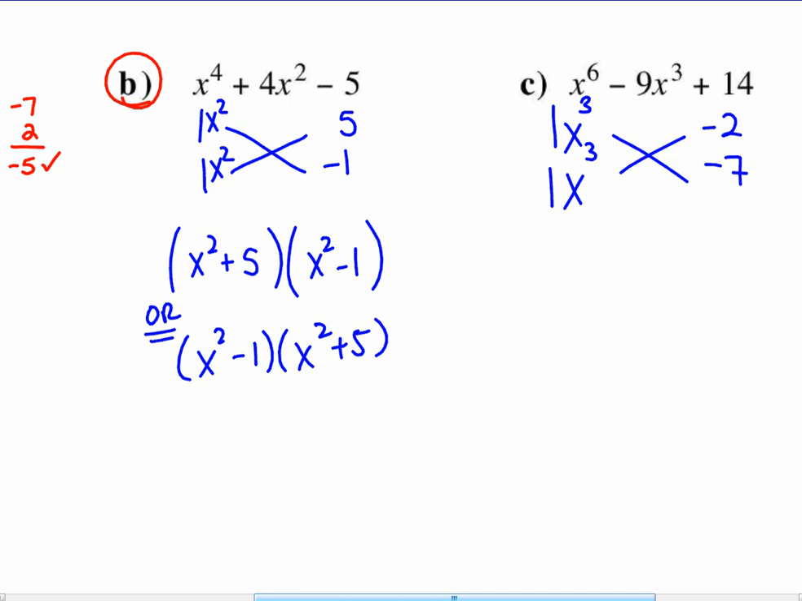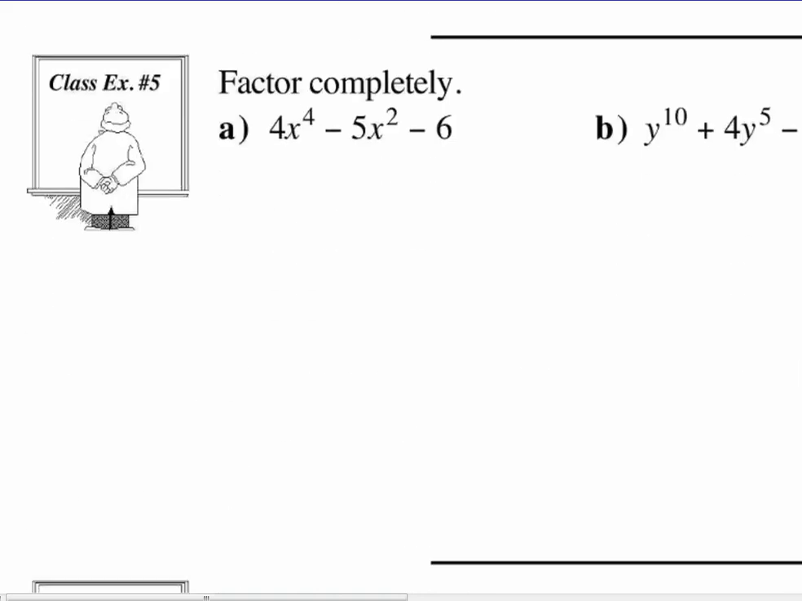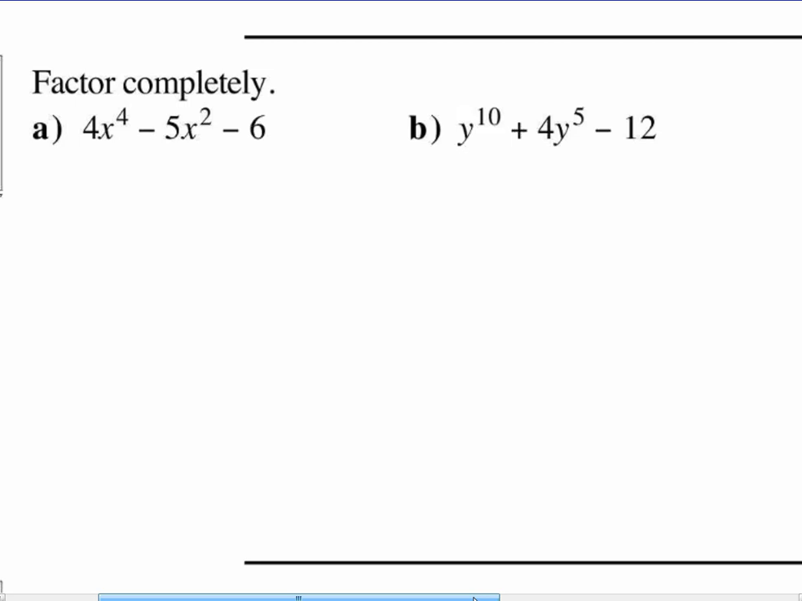All right, last page we're going to look at. It's really the same stuff. Just higher powers, a couple more higher powers. Always double check. Always check for GCF. Does this have a GCF? No. Okay, so how are we going to factor this guy? Any guess? Where do you want to start?